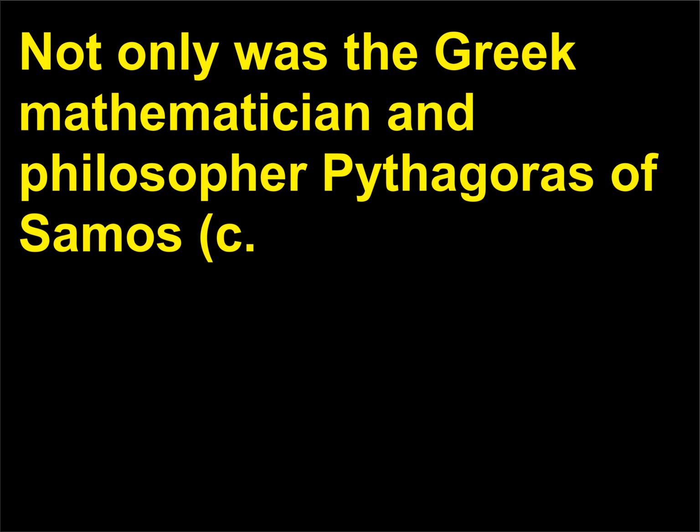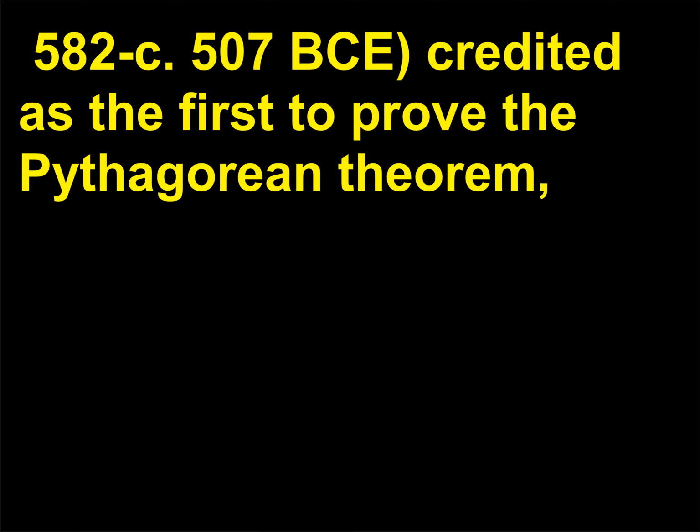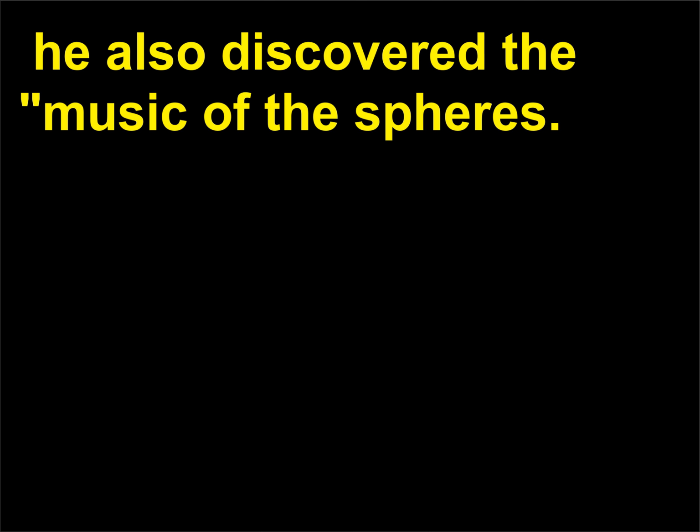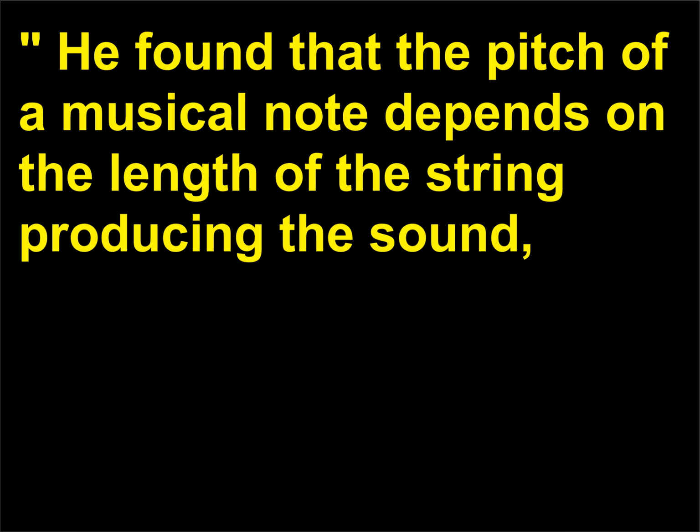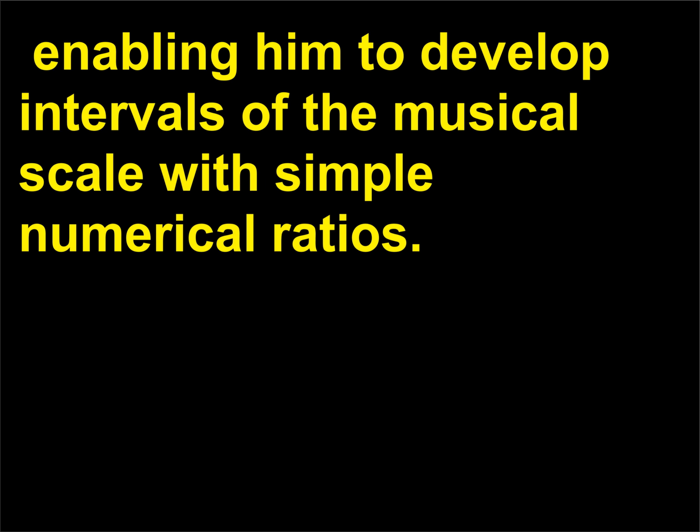Not only was the Greek mathematician and philosopher Pythagoras of Samos, c. 582 to c. 507 BCE, credited as the first to prove the Pythagorean theorem, he also discovered the music of the spheres. He found that the pitch of a musical note depends on the length of the string producing the sound, enabling him to develop intervals of the musical scale with simple numerical ratios.